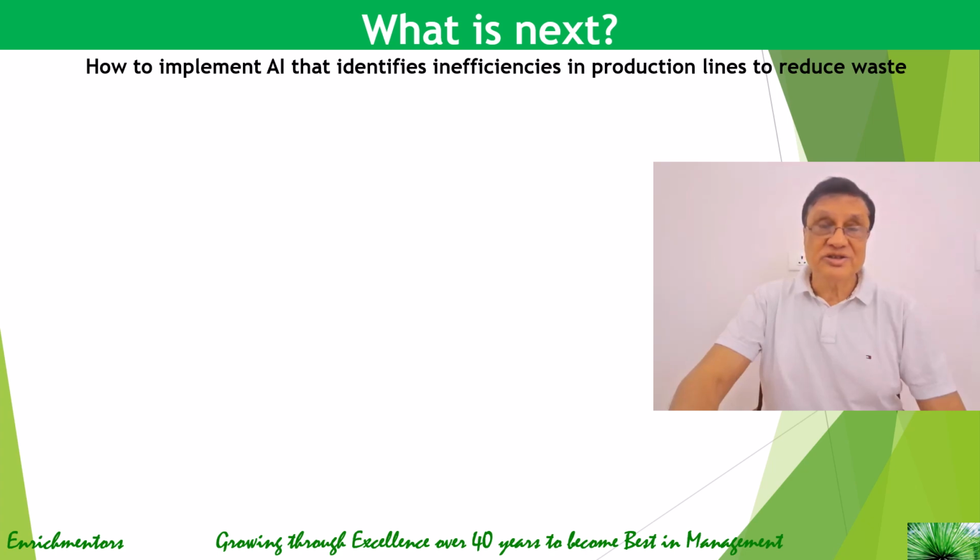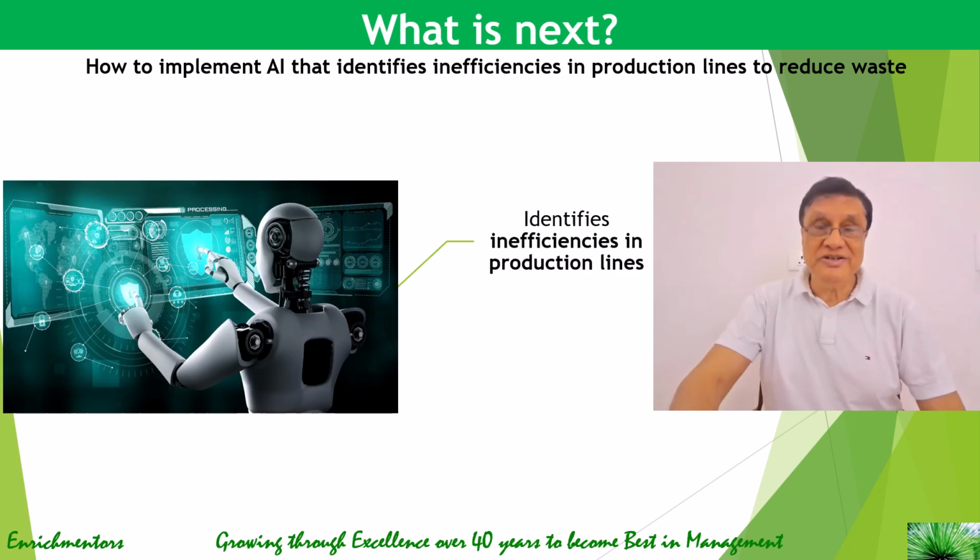So what is next? We will take a look at how to implement such a system that can identify inefficiencies in production lines to reduce waste. We will look at the implementation of AI in the next lecture.